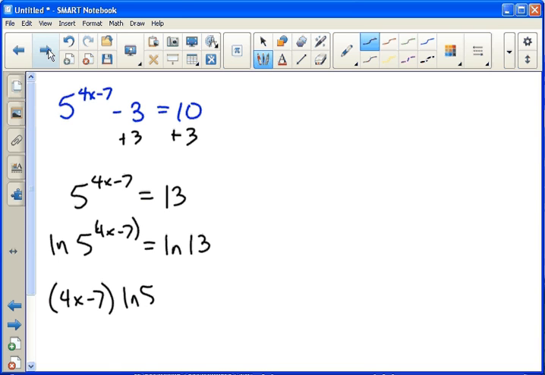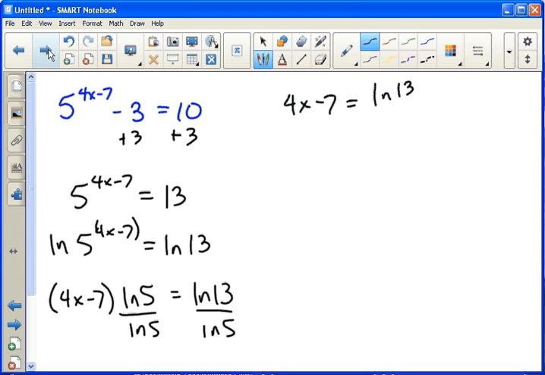Now I need to divide both sides by natural log of 5. So I get 4x minus 7 equals the natural log of 13 over the natural log of 5. Now if you want to go ahead and plug that natural log in your calculator and then get a number, you certainly can. There's nothing wrong with that. I usually leave it because then I can make sure I get the exact answer and I don't end up rounding before I should.